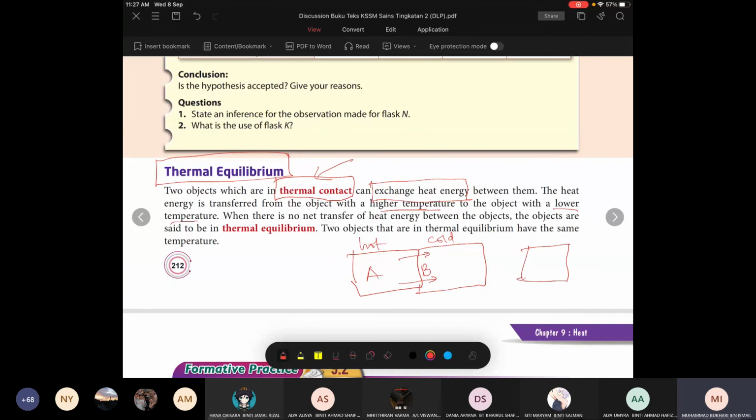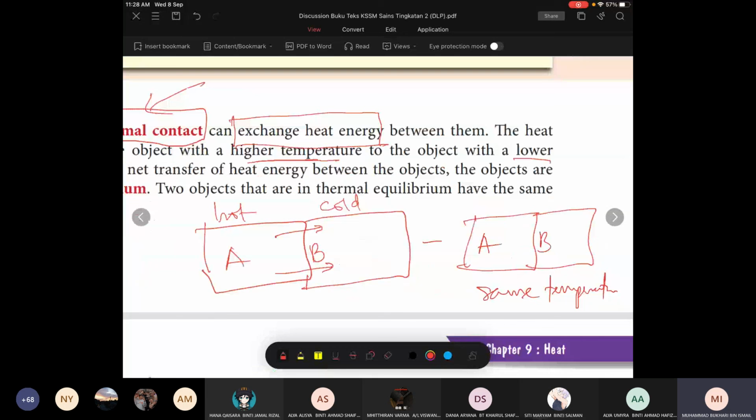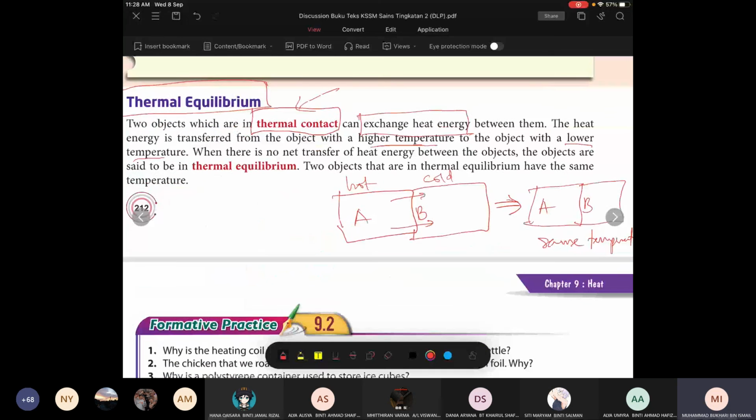Okay, what happens after a long time? After a long time, the two objects A and B have the same temperature, right? Is it true? Yes, sir. When they have the same temperature, we say that they are in thermal equilibrium. Why are they in thermal equilibrium? Because there is no more net transfer. There is no net transfer.